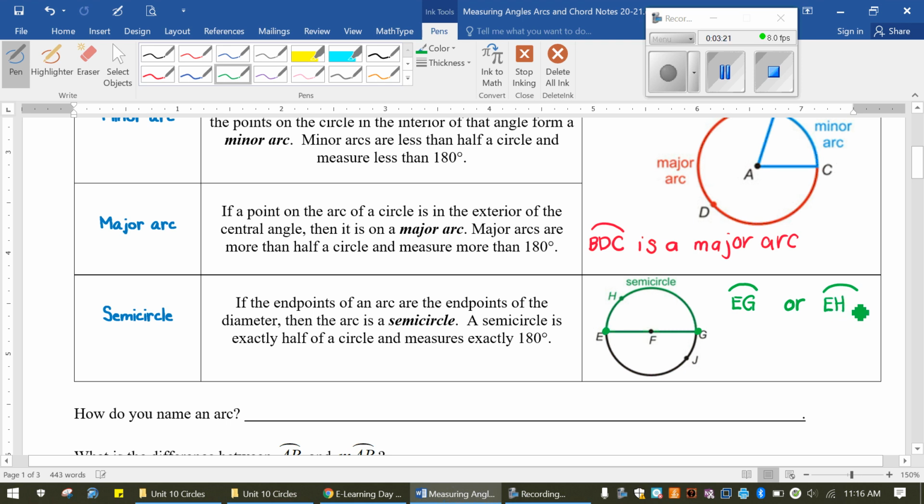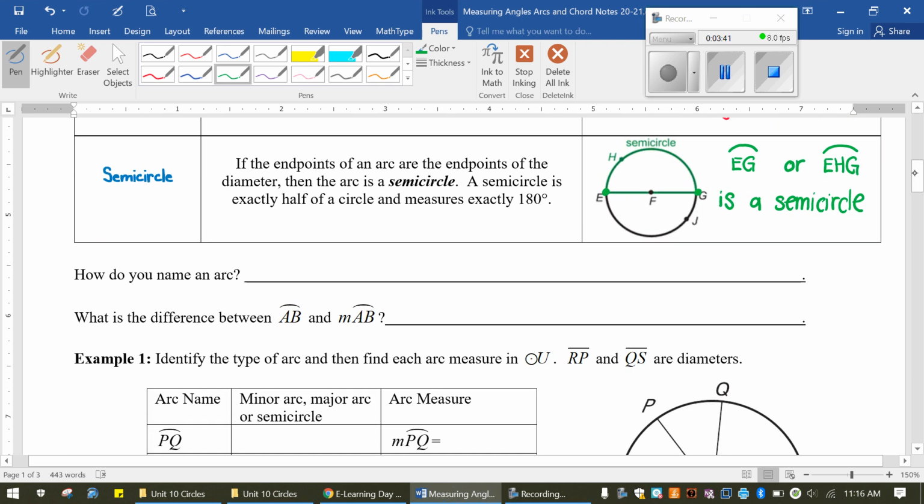So for a minor arc, we name it with 2 letters. For a major arc, we name it with 3 letters. And for a semicircle, you can choose which way you want to name it. So either one of these names is a semicircle. All right, just to summarize what we were just talking about with the naming, how do you name an arc? You name an arc by its endpoints, so where it starts and where it stops.